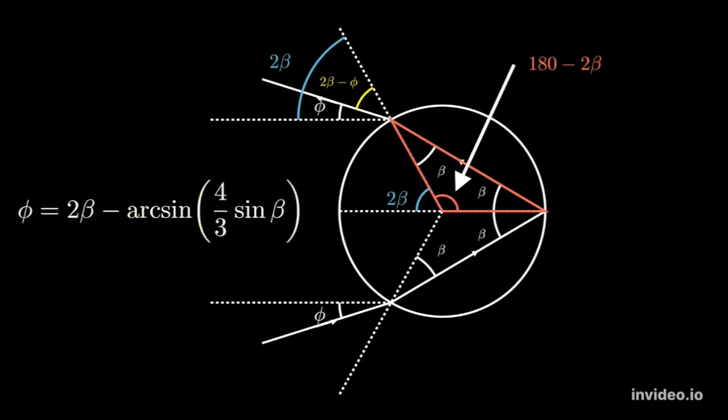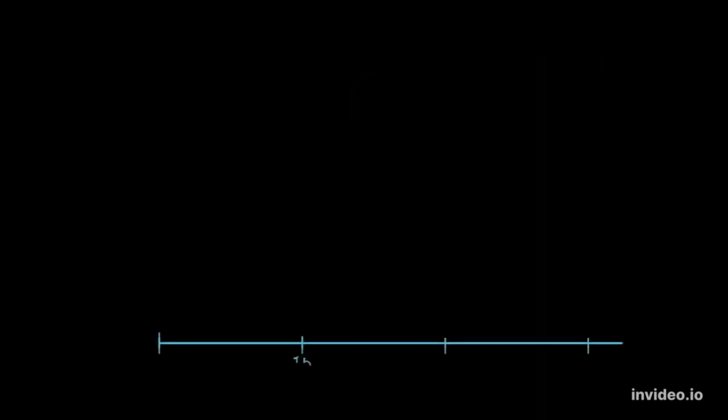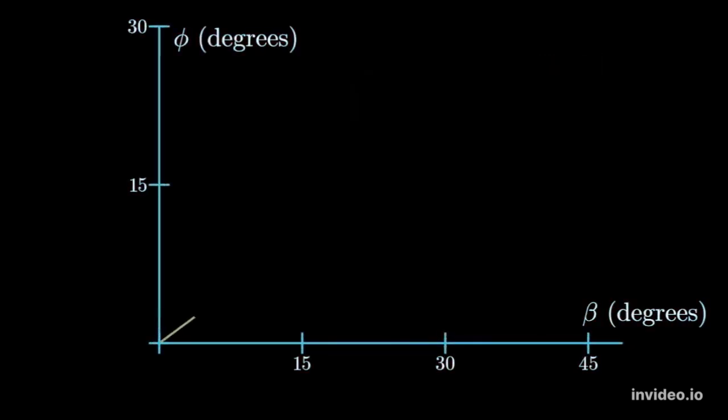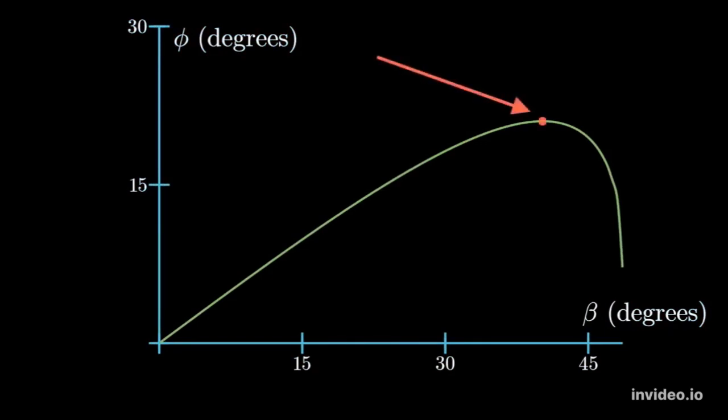Of course, true understanding requires working through the algebra yourself. So if you feel up to it, pause the video and give it a go yourself. I, however, will skip the part to save some time. Great. Now we have a general function for phi as a function of the angle beta. When we plot one against the other, we get this graph with a noticeable peak. As it turns out, this peak corresponds to the magical pair of angles which causes rainbows.